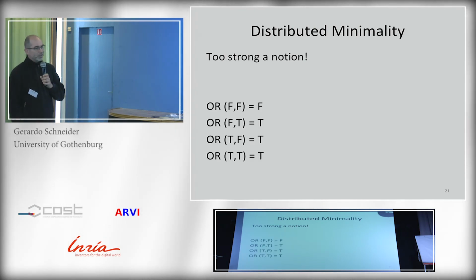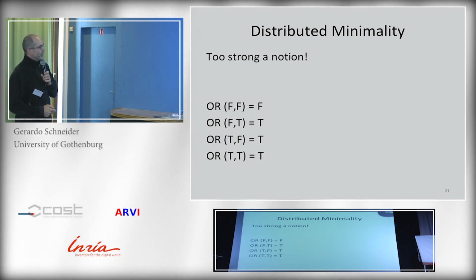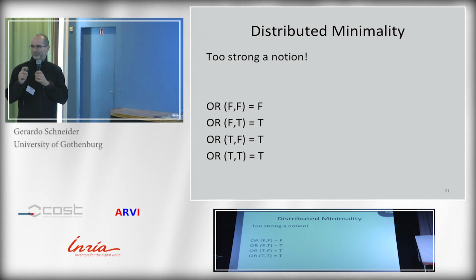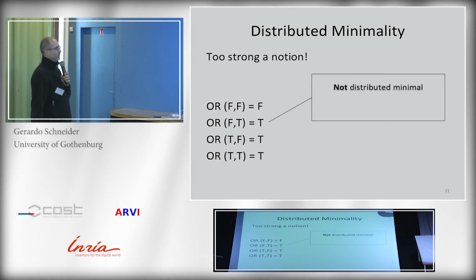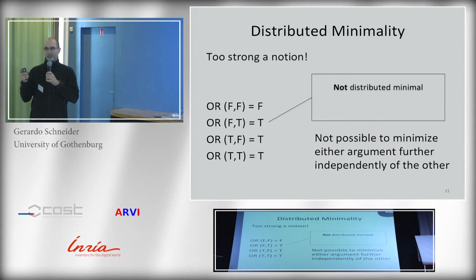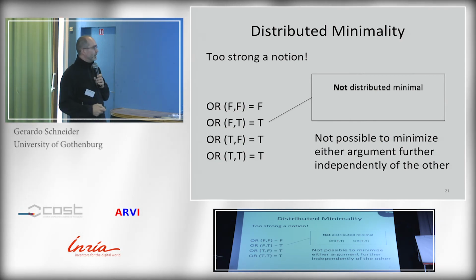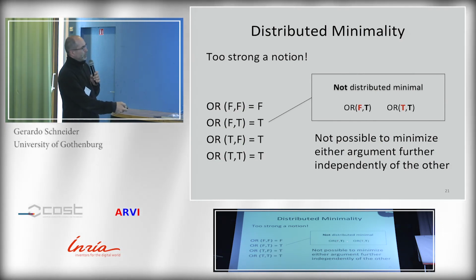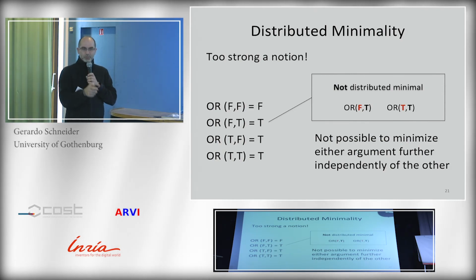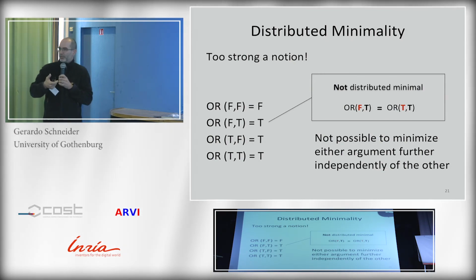Why? Let's take another very familiar function, the OR function. Is this distributed minimal? Okay, somebody says no. Why? Yeah, indeed. It's very clear that it's not distributed minimal, because it's not possible to minimize either argument in an independent way. We have to know something about the other. And this is the example. You take the second parameter fixed, it's true. There is a variation here, but you get the same value. And of course the symmetric case is the same.